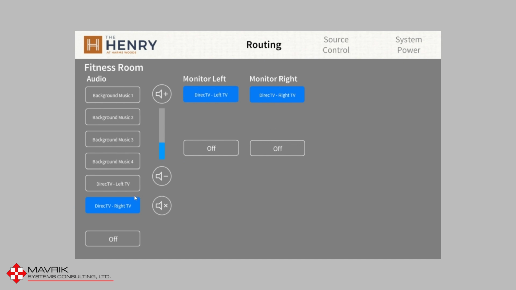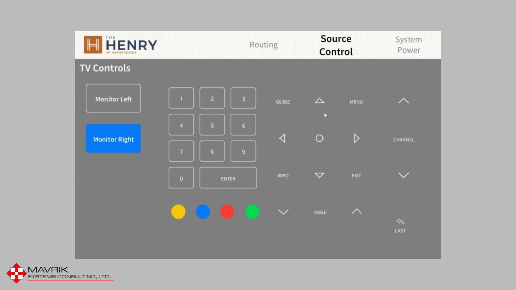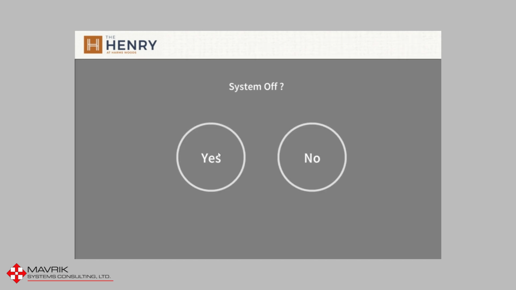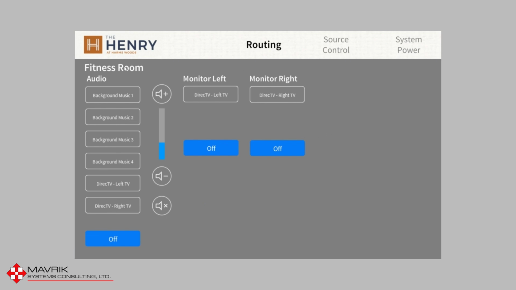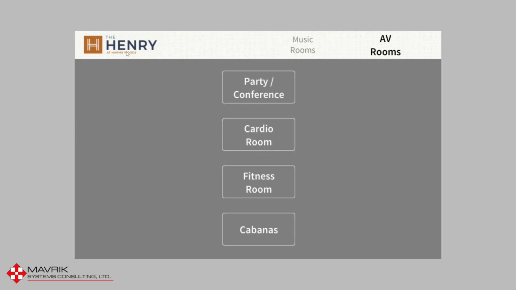If we turn the right monitor off and it's currently selected, we're going to just default to audio from the left monitor. So there's never any kind of dead sound in the room unless the user goes in and changes it here. Because there are 2 DirecTV boxes, we have a separate source control page here, which allows them to control the DirecTV box for the left monitor or the right monitor. Again, system power here turns everything off, and back to the rooms page.